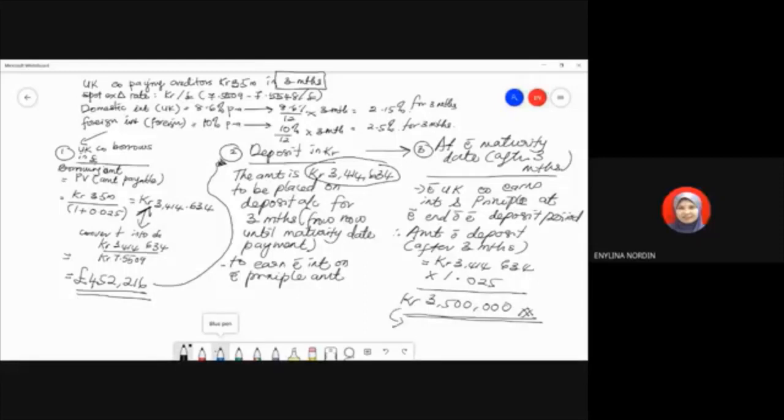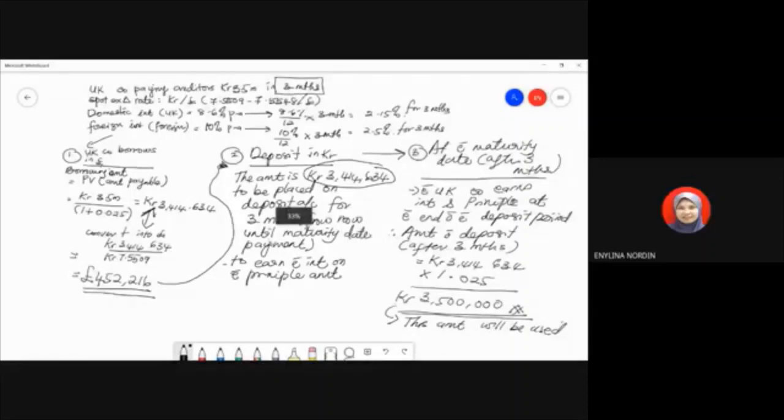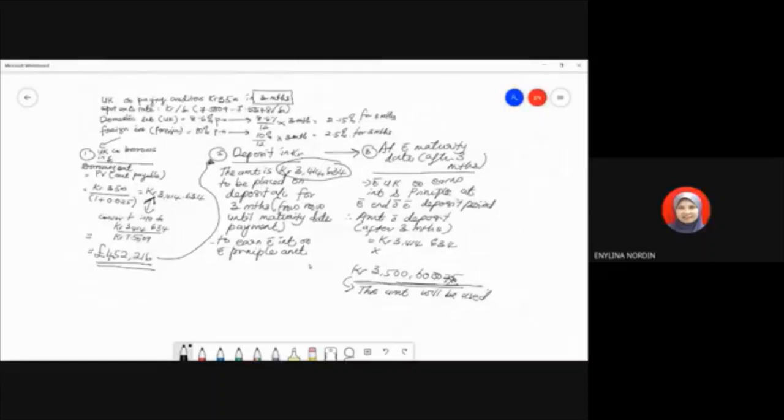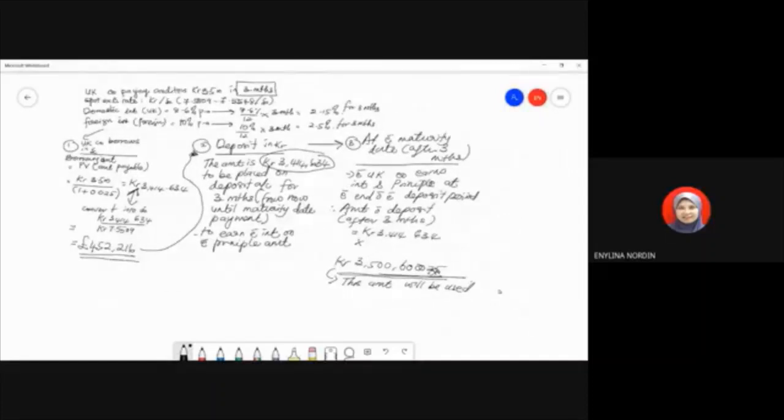So this will be the amount in your deposit account here. This amount will be used for payment, to pay the supplier.